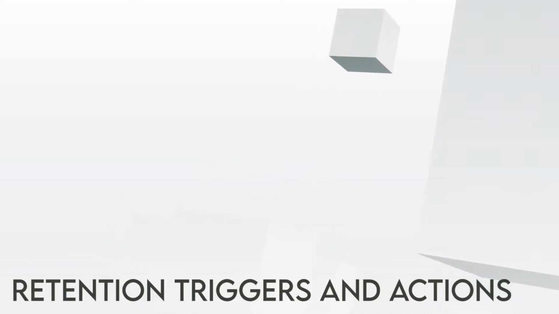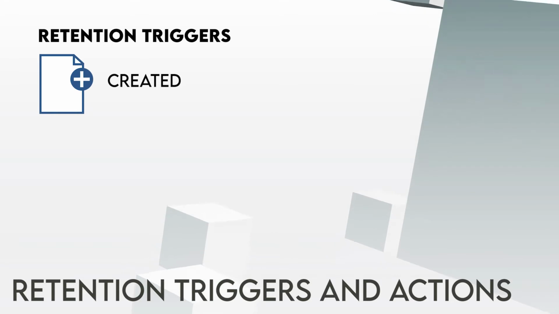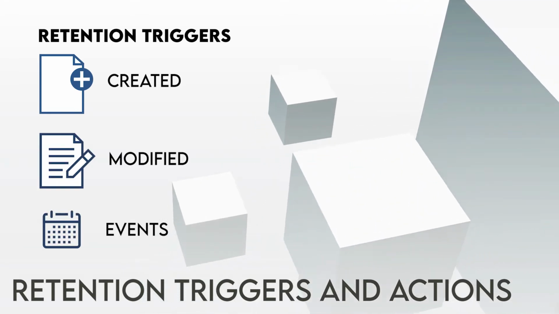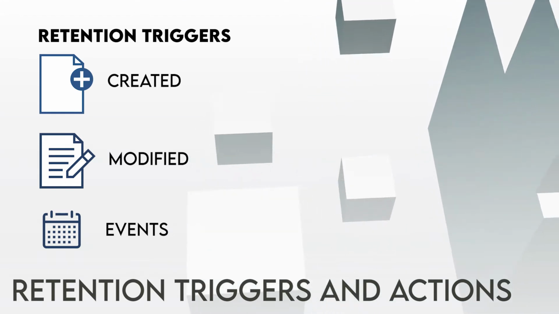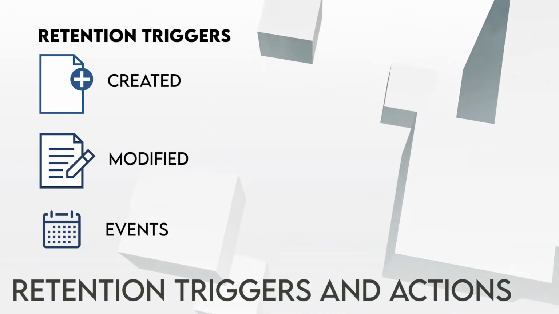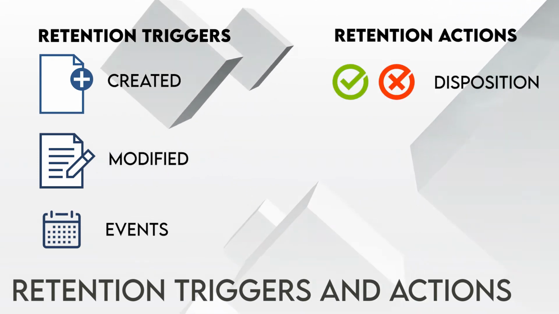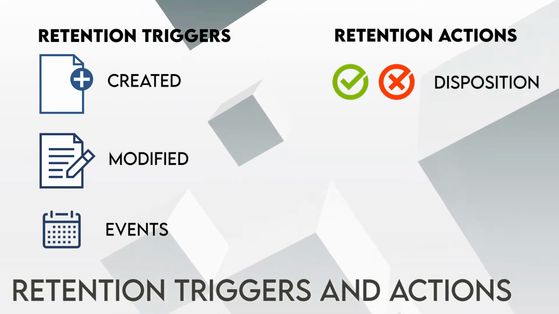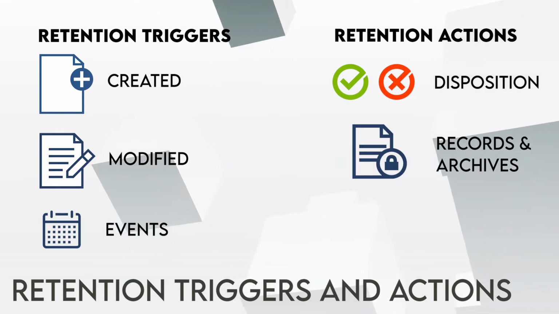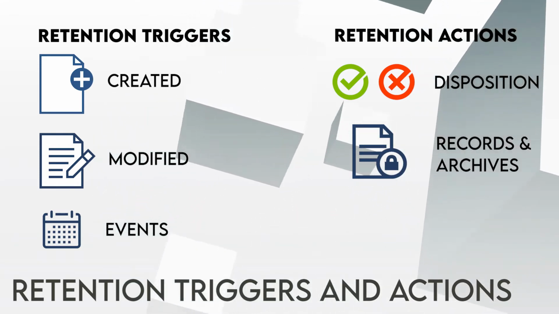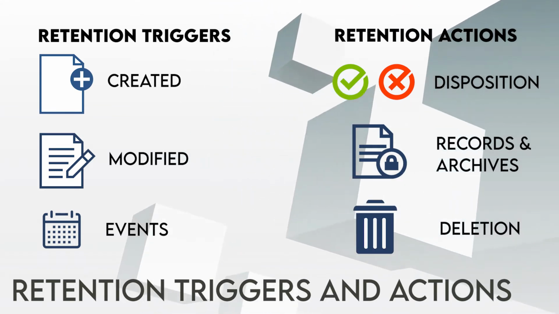A document's life cycle can begin when a document is created, when a document is modified, or based upon events or certain actions. Once either of these triggers have been activated, the life cycle kicks in, where you can then begin a disposition review to determine what happens to the file, automatically move the document to a records management center, or you can delete the document straight away.